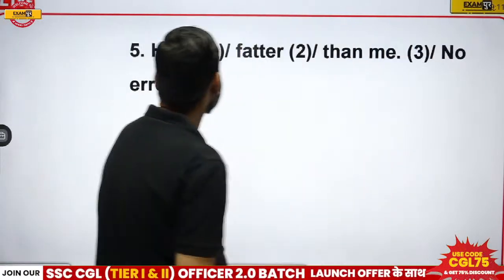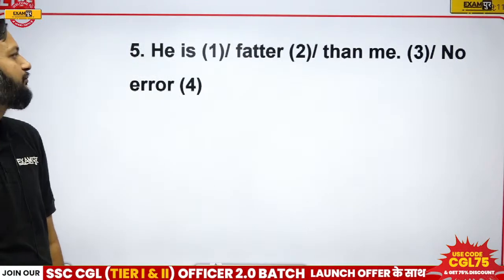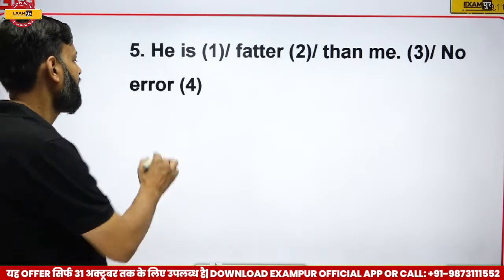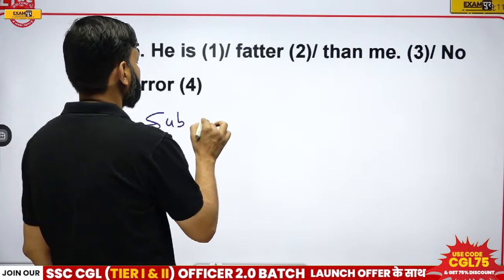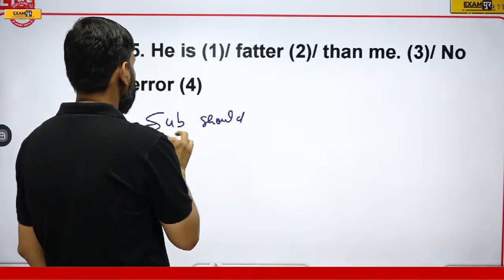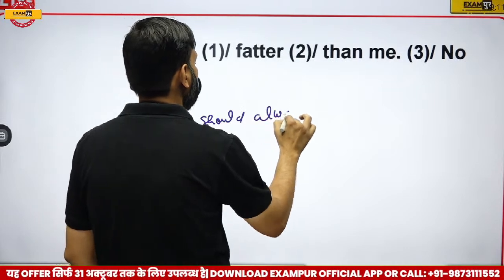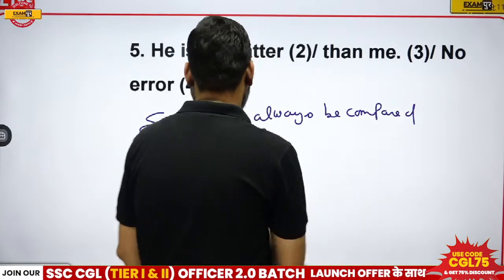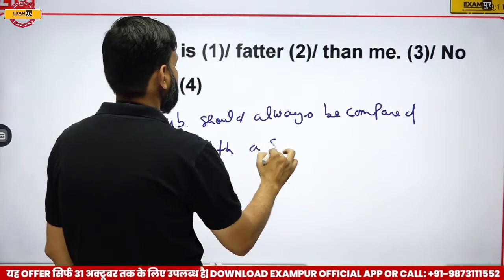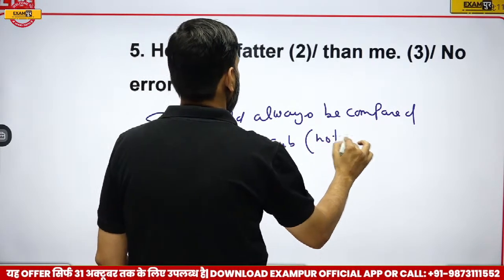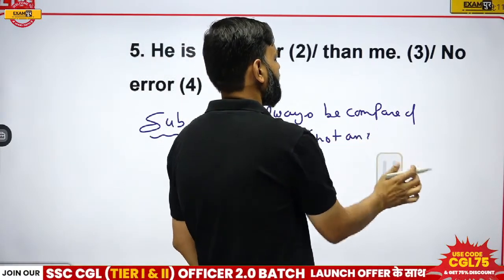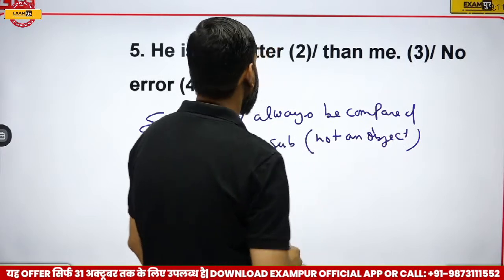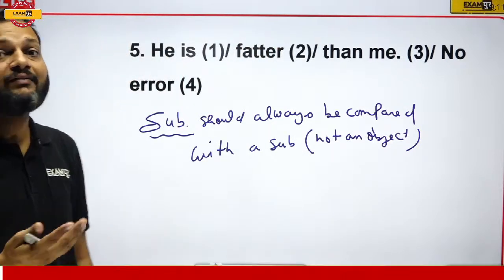Now the next question. He is fatter than me. So this is also a very easy question. A subject should always be compared with a subject, not an object. Okay, a subject should always be compared with a subject, not an object.